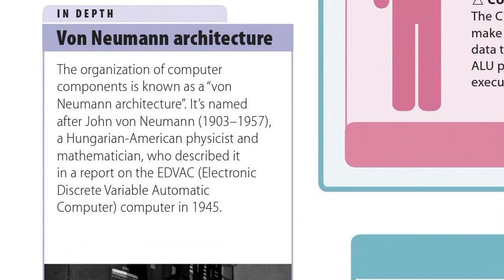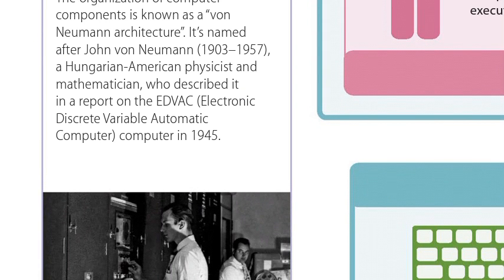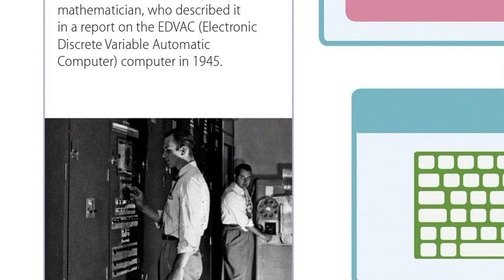In depth with von Neumann architecture. The organization of computer components is known as the von Neumann architecture. It is named after John von Neumann, 1903 to 1957, a Hungarian American physicist and mathematician, who described it in a report on the EDVAC, Electronic Discrete Variable Automatic Computer, in 1945.